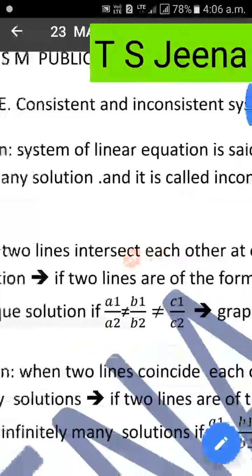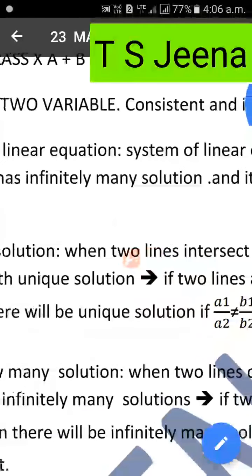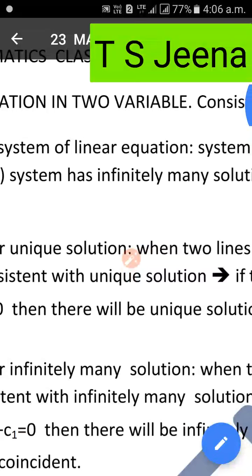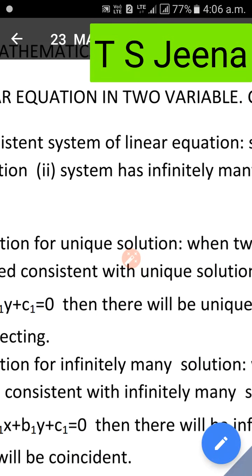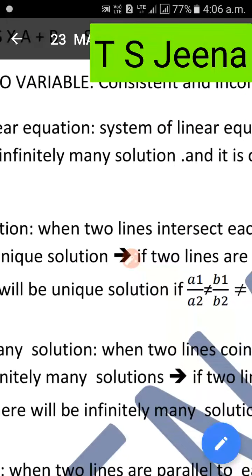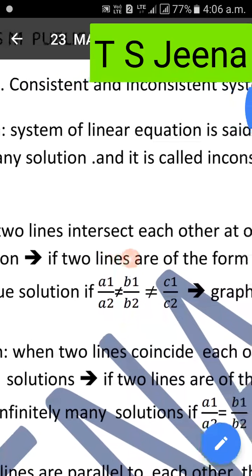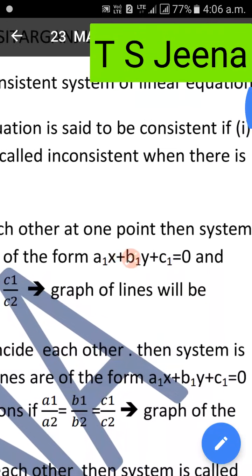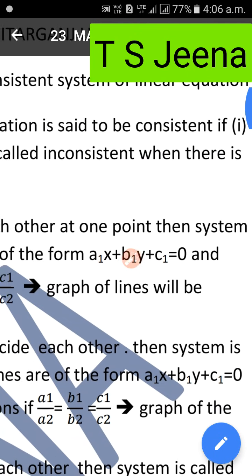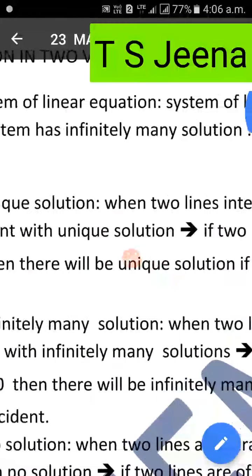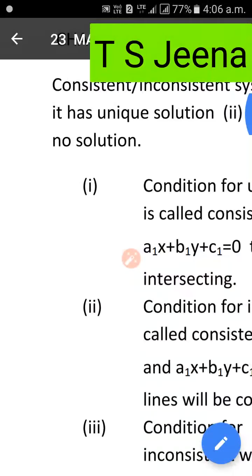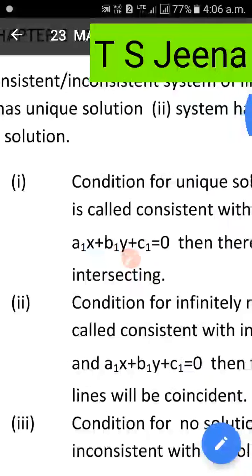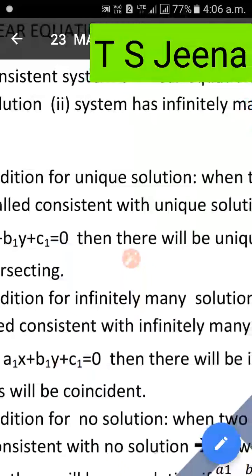First, if there is a unique solution or an infinite number of solutions, then there will be a consistent system. And if there are parallel lines, then there will be no solution. So first part, condition for unique solution.